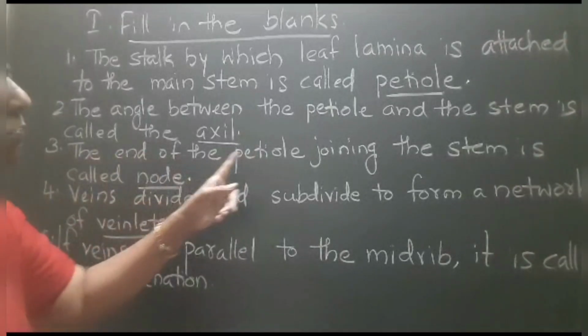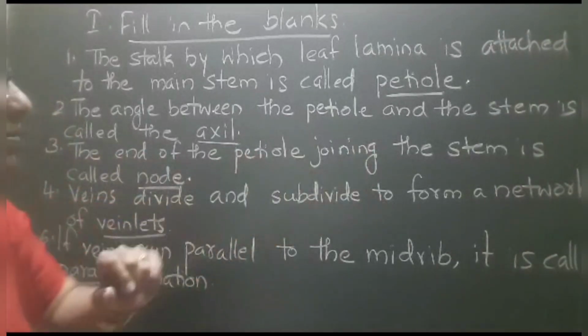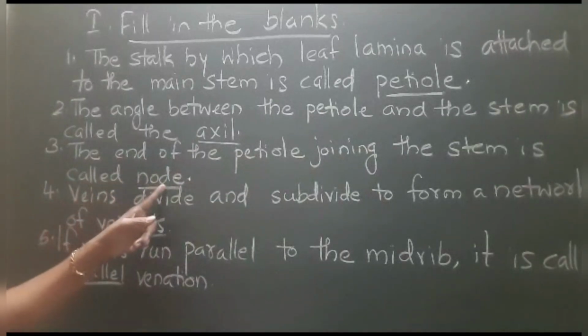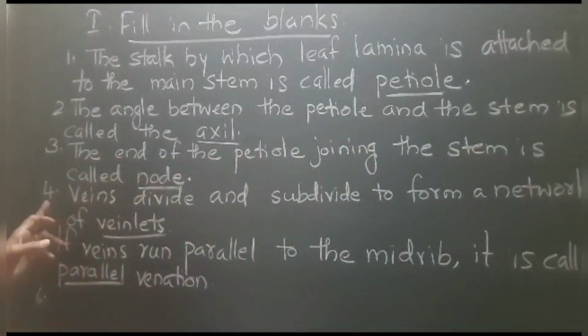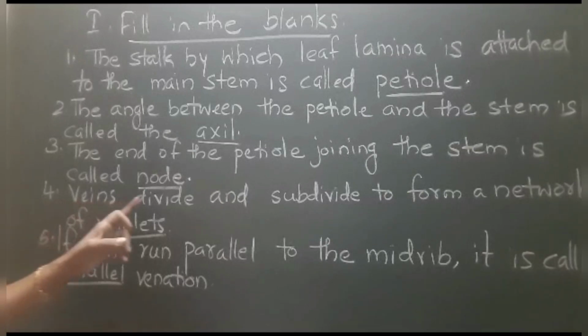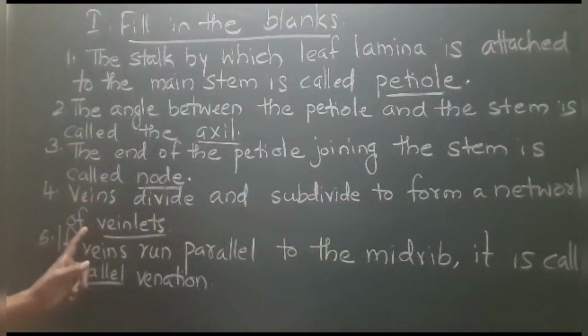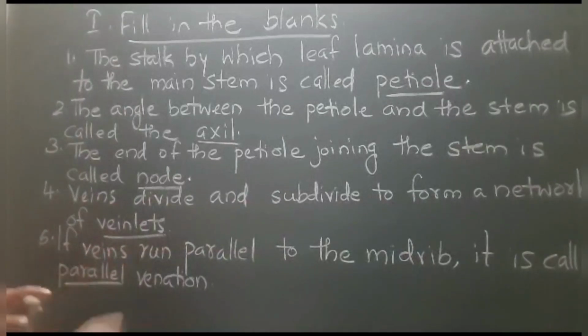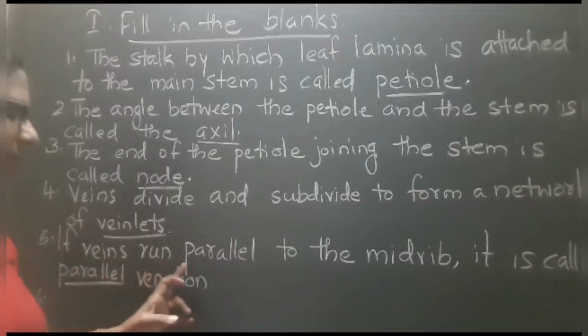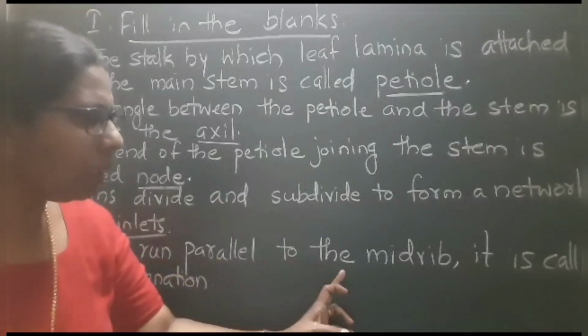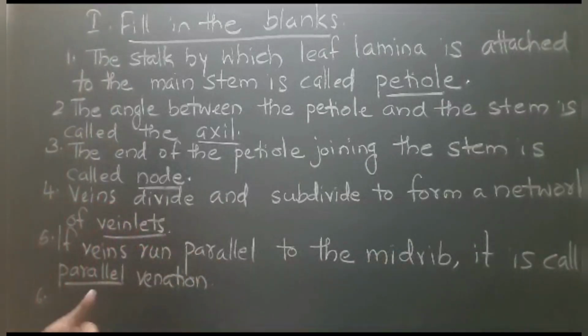Third one. The end of the petiole joining the stem is called node. Node is the answer. Fourth one. Veins divide and subdivide to form a network of veinlets. Veinlets is the answer. Fifth one. If veins run parallel to the midrib, it is called parallel venation. Parallel is the answer.